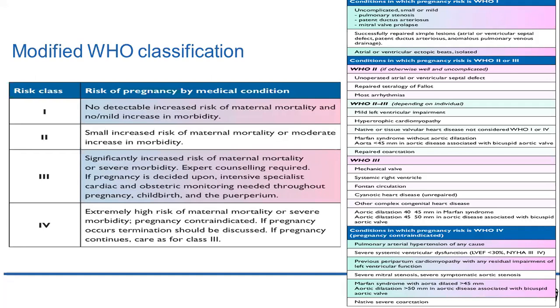These are patients with significant pulmonary arterial hypertension, severe ventricular dysfunction, peripartum cardiomyopathy with residual LV dysfunction, Marfan syndrome with dilated aortic root, coarctation of aorta, and severe mitral stenosis, be it symptomatic or asymptomatic. Severe aortic stenosis, only if symptomatic, is class 4, where mortality is very high. We will see the valve diseases one by one. These are class 1, I will come later.